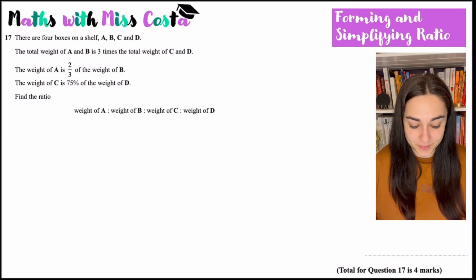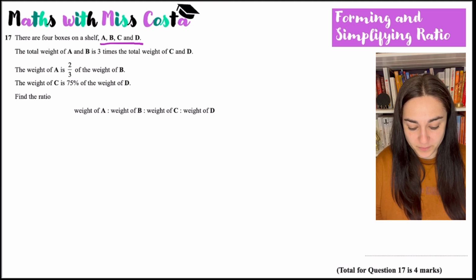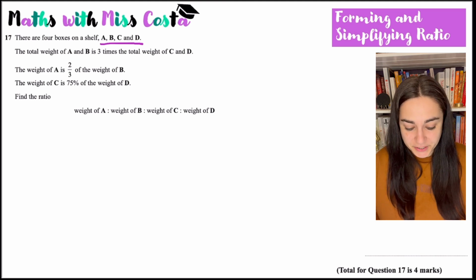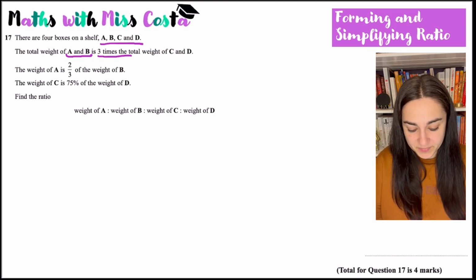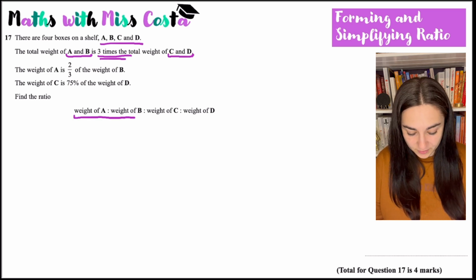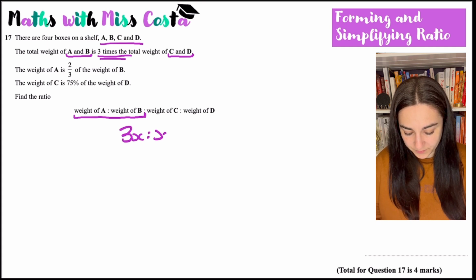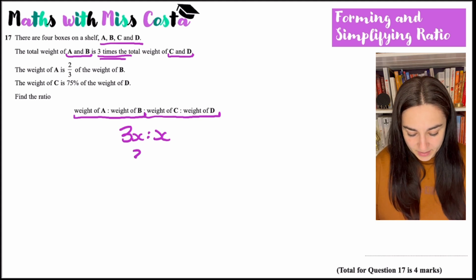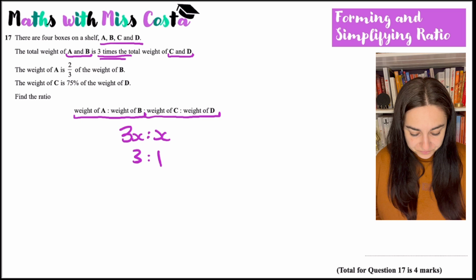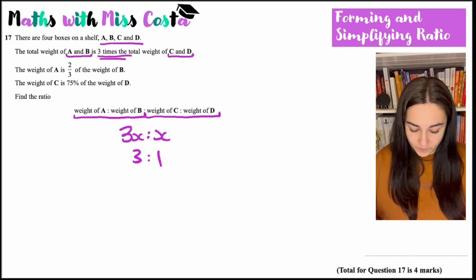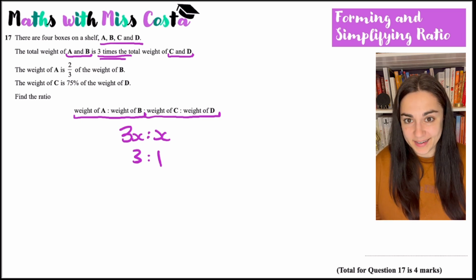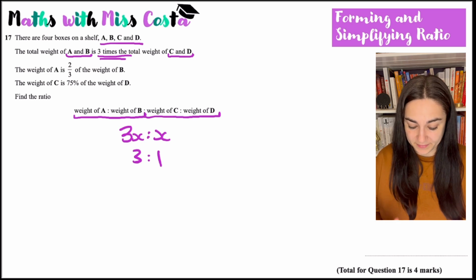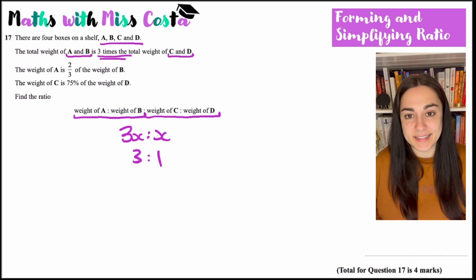So let's have a look at what's going on. I'm told that there are 4 boxes on a shelf, A, B, C, and D. And the total weight of A and B put together is 3 times the total weight of C and D put together. So I know that the weight of A and B must be 3 lots of the weight of C and D. So I could just write that algebraically, or I could just leave it as 3 to 1. It doesn't really matter. So I know that whatever the weight of A plus B added together is, it must be 3 times the weight of C and D. So I need to keep splitting it into that ratio.